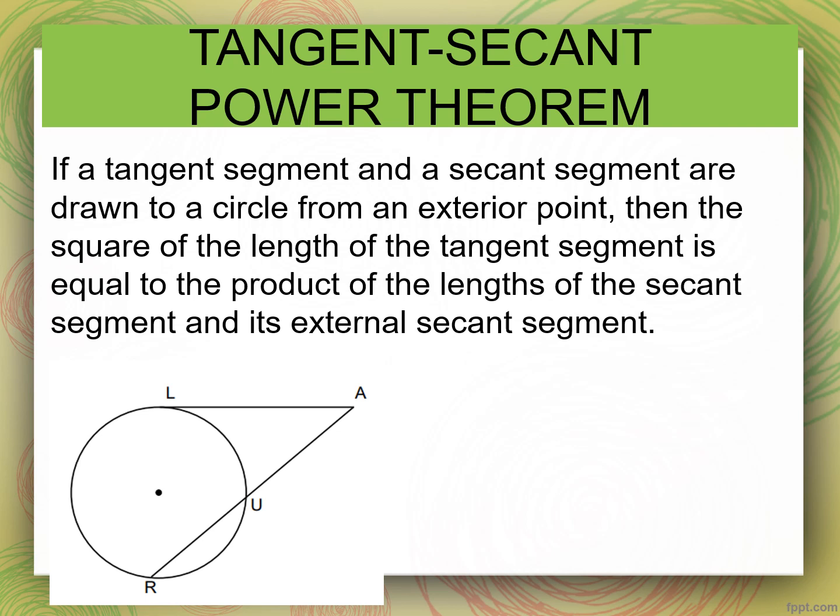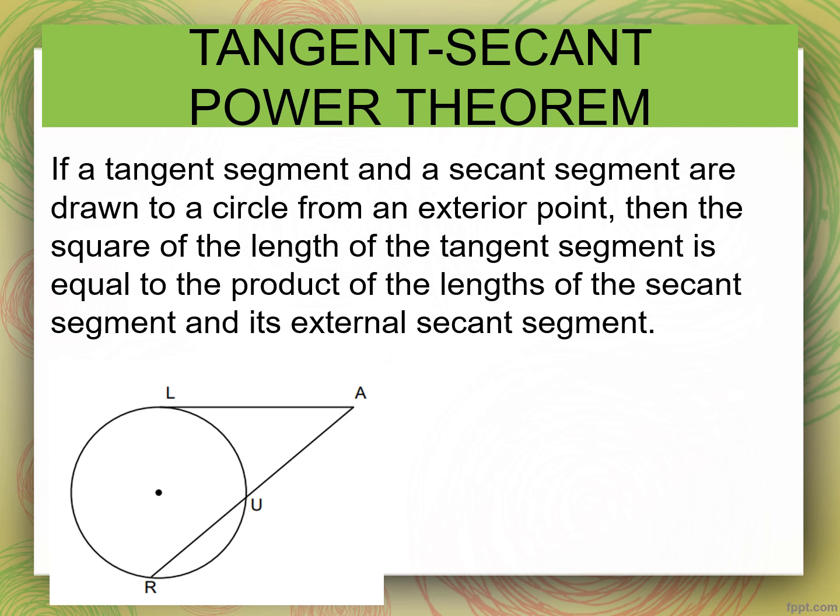Okay, now let's have the third one. It's the last one also. Tangent-secant power theorem. So if a tangent segment and a secant segment are drawn to a circle from an exterior point, then the square of the length of the tangent segment is equal to the product of the lengths of the secant segment and its external secant segment. Okay, so let's go straight with the given figure.